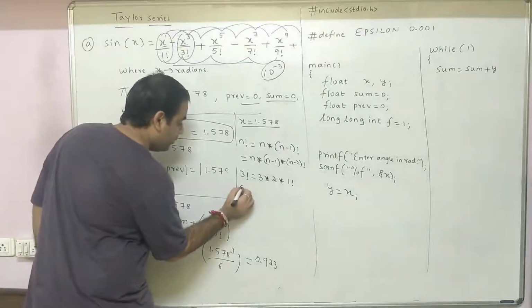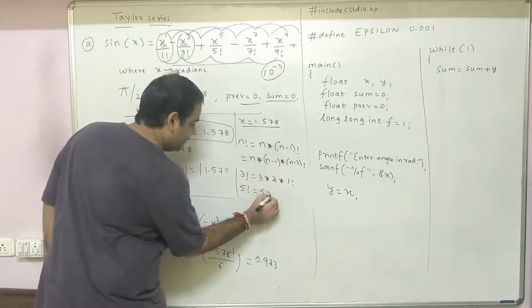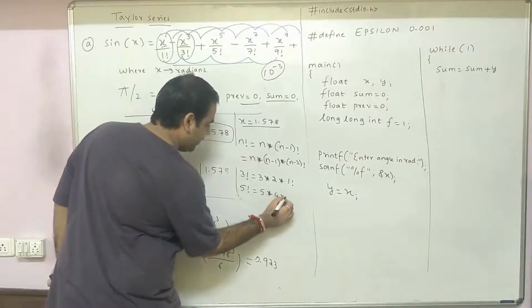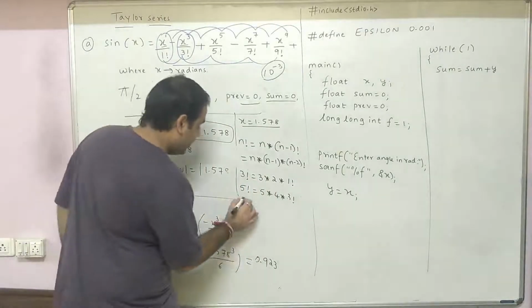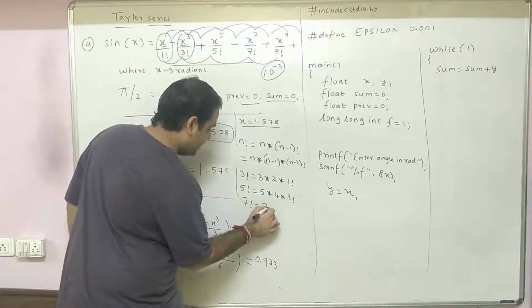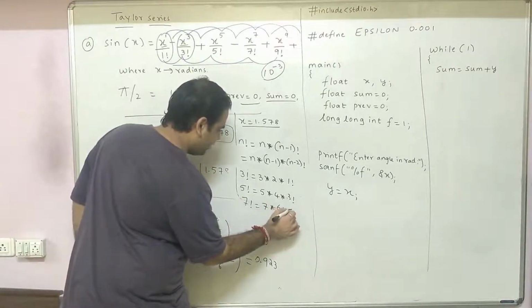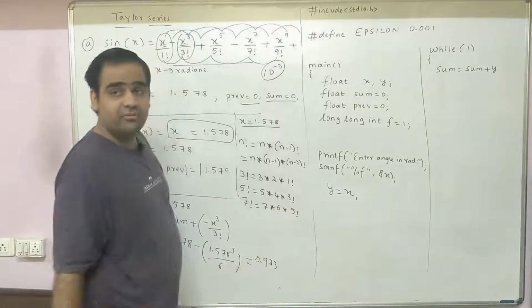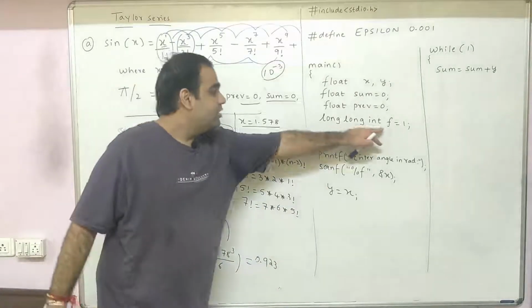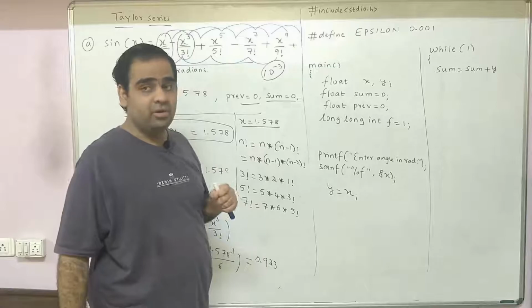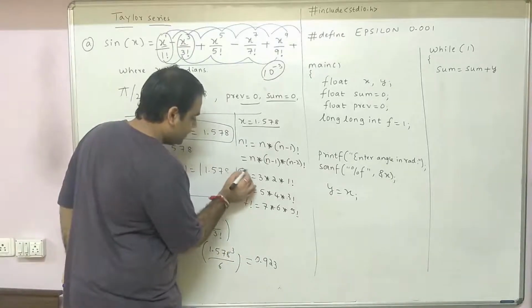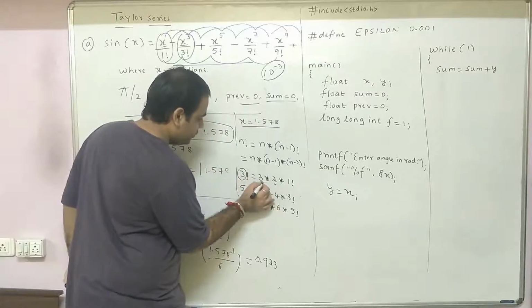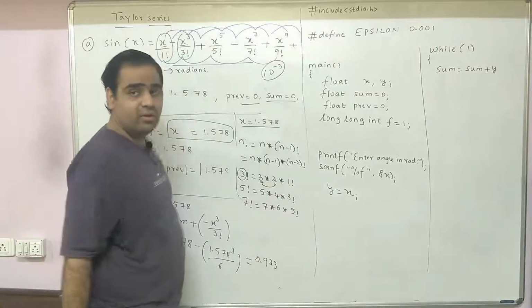And if you want to compute 5 factorial, you can write 5 into 4 into 3 factorial, and already you have computed the value of 3 factorial. And if you need 7 factorial, you can write 7 into 6 into 5 factorial, and already we have computed 5 factorial. Therefore, this f equal to 1 represents 1 factorial. Now, if you have 3 here, you need 3 and 2. Already you have 1 over here.